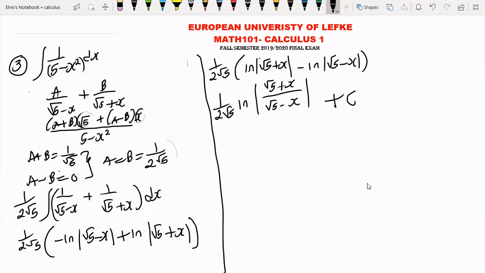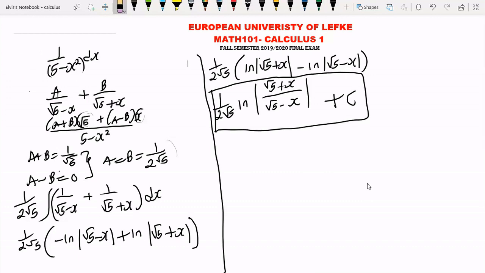So this is plus c. So guys, this is going to be the answer to the third question. So let's quickly take a look at how to solve the last question.